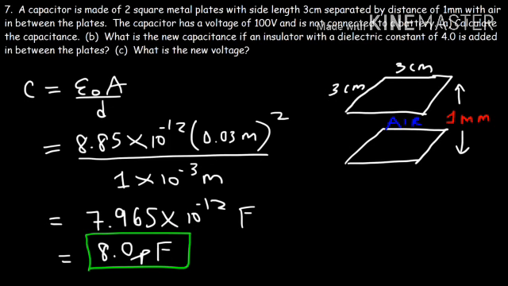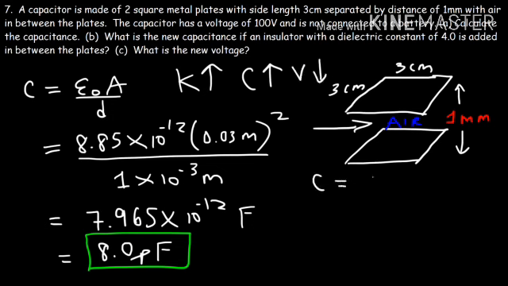Part B. What is the new capacitance if an insulator with a dielectric constant of 4 is added in between the plates? So let's put an insulator in between. What's going to happen? Anytime you add an insulator, the capacitance will increase. The K value will increase. And so C is going to increase proportionally, and the voltage will decrease. So C, the new capacitance, is equal to K times the original capacitance. And K is 4, so it's going to be 4 times 8 picofarads. So now it's going to be 32 picofarads.